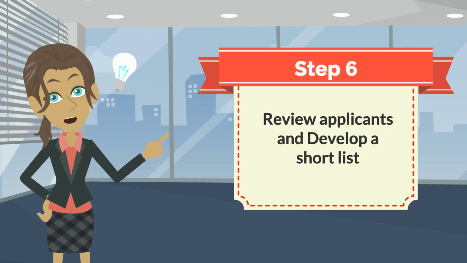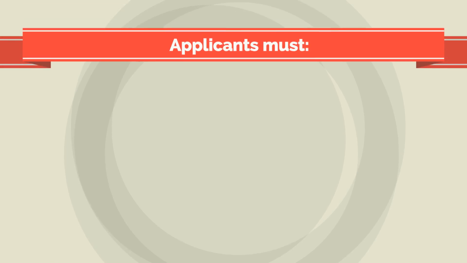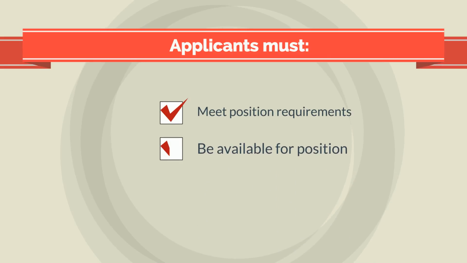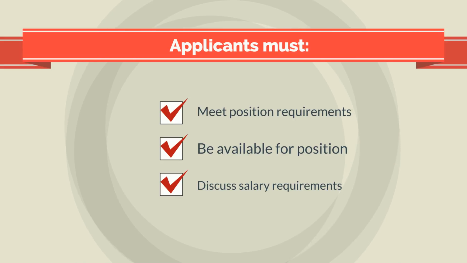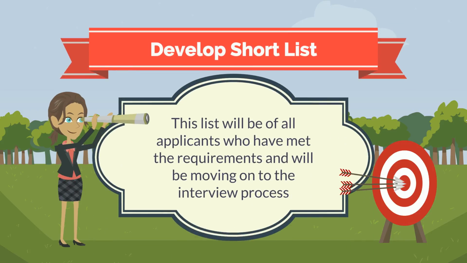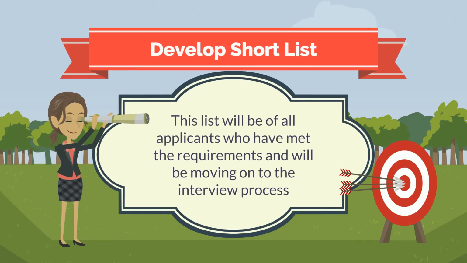Step 6. Review applicants and develop a short list. Once the search committee reviews all applicants to ensure that each one meets the requirements needed for the position, but also has the availability and discusses salary requirements prior to the interview, you want to develop a short list of exactly whom you will be proceeding with in the interview process.